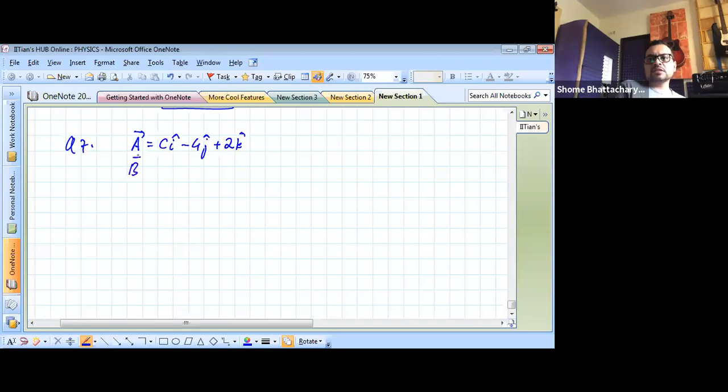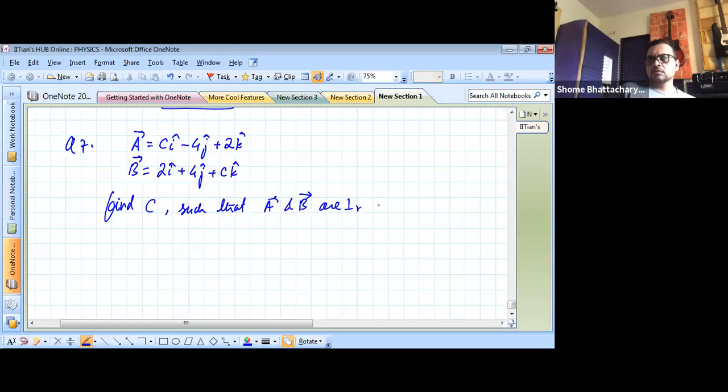and B is given to us as 2i cap plus 4j cap plus c k cap. Now we have to find the value of c such that A and B are perpendicular to each other. So this is very simple. A dot B should become 0.